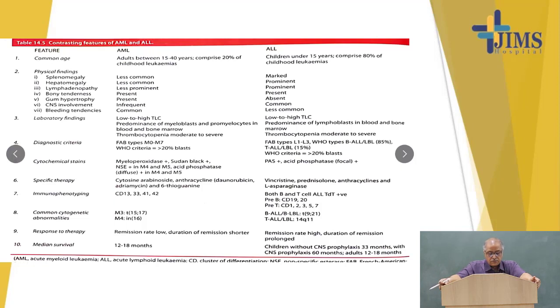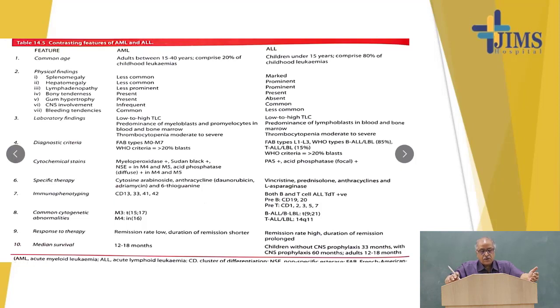Then there is how AML will differ from ALL. In the peripheral blood, you first have to look at the blast count. When the blast count is 20% or above, it is called acute leukemia. Then you have to differentiate whether it is acute myeloid leukemia or acute lymphoid leukemia. For myeloid leukemia, you have to do cytochemistry and markers, and for lymphoid leukemia, you have to do the cytochemistry, markers and cytogenetics.